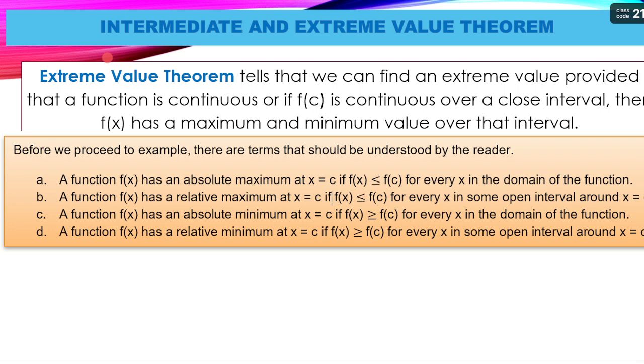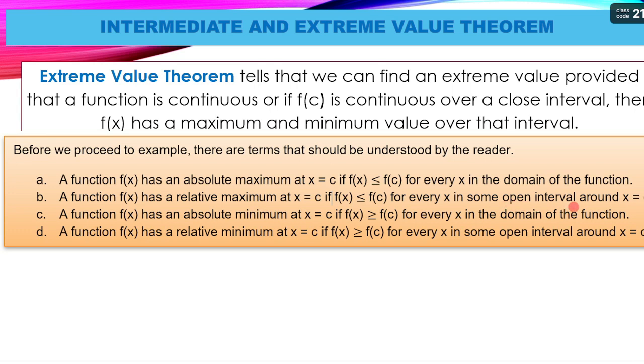A function has an absolute maximum at x is equal to c if the function is less than or equal to f of c for every x in the domain of the function. Next, a function has a relative maximum at x is equal to c if the function is less than or equal to f of c for every x in some open interval around x is equal to c.